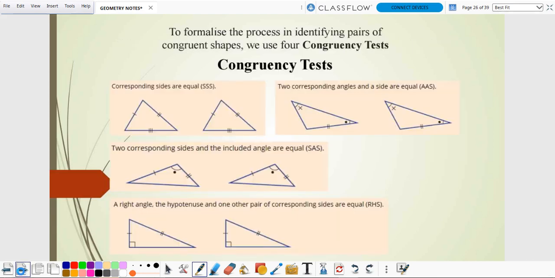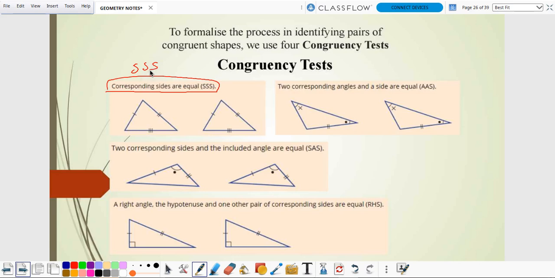Alright, so let's formalize the different types of tests that we do to prove congruency. You'll find that there are four tests that you normally have to use to prove whether something is congruent or not congruent. Generally they're not that hard to identify. Once you look at the shape, you can already see what test you can use. The first test here is called SSS. Let's write that here. SSS, that test.